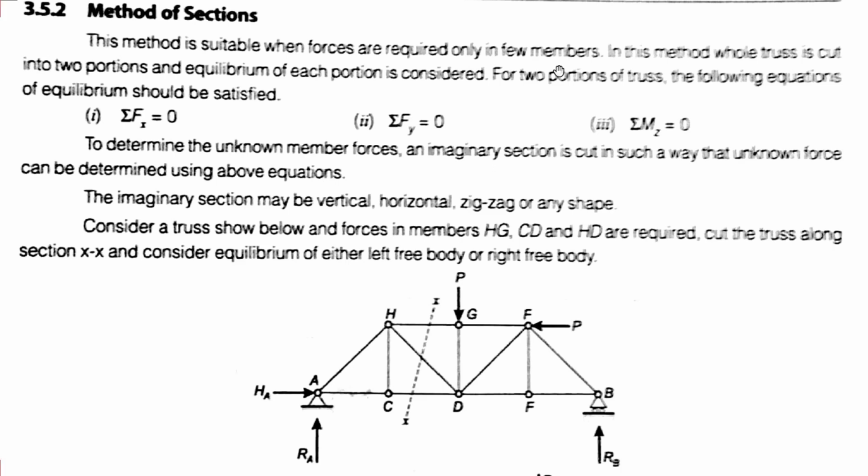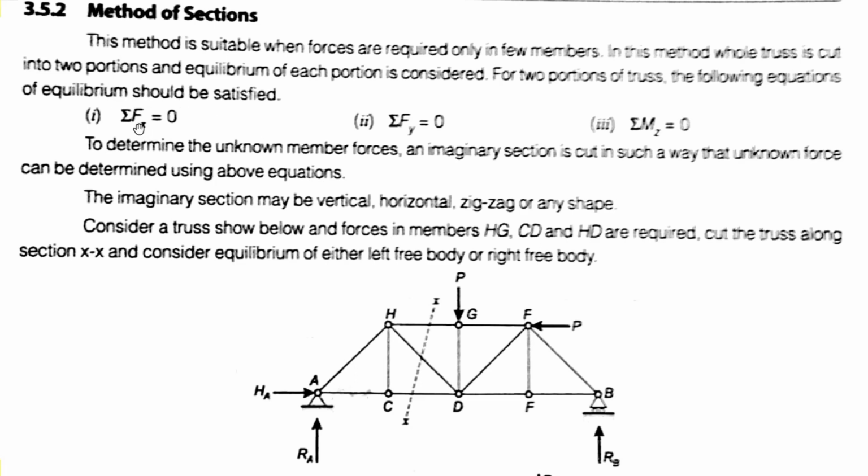And in this method also, the truss is cut into two portions. Like this is your truss, this is your x-axis cross section, and this is a cut. So the truss is cut into two portions and equilibrium of each portion is considered, the left hand part equilibrium and the right hand part equilibrium. For the two portions of the truss the following equations of equilibrium should be satisfied.